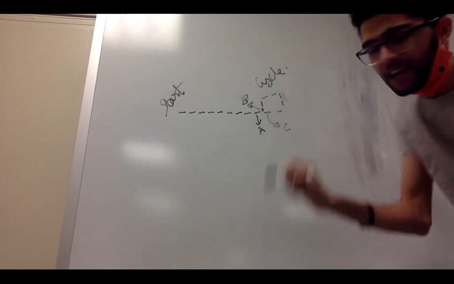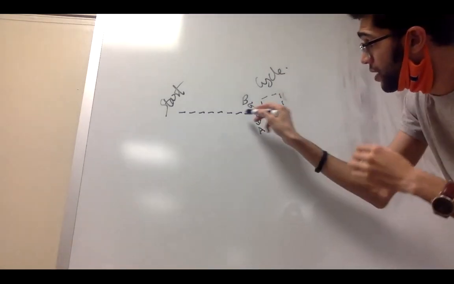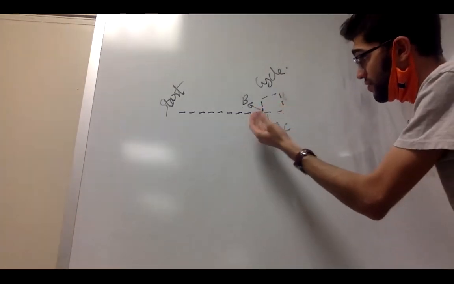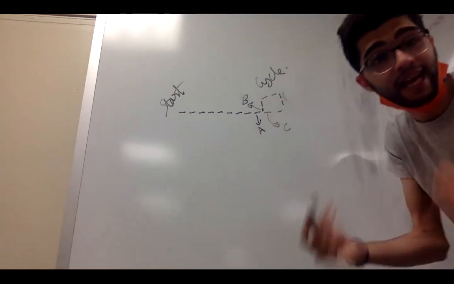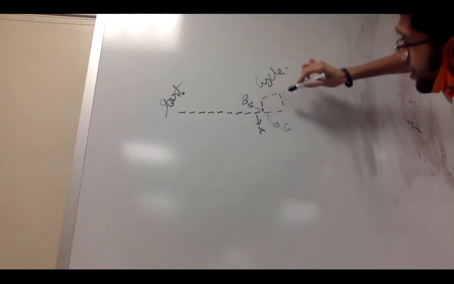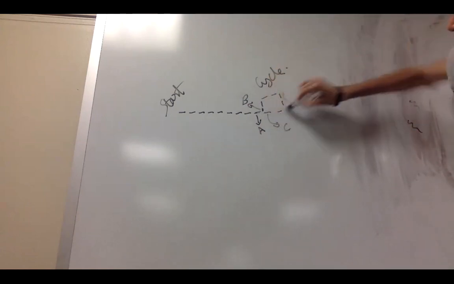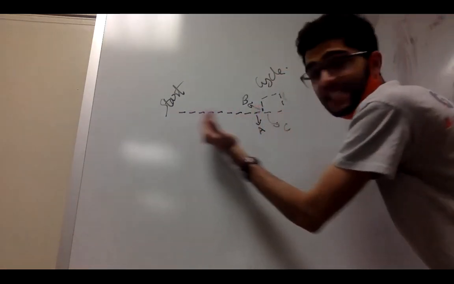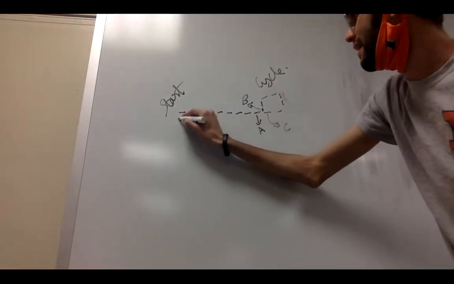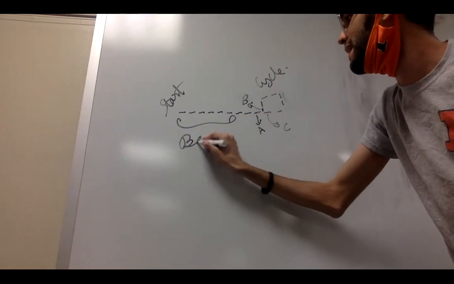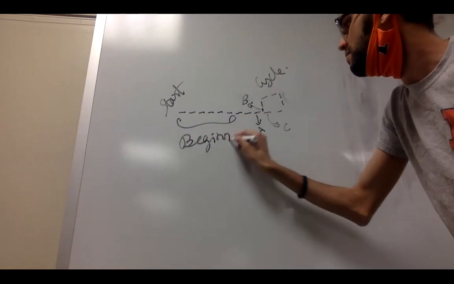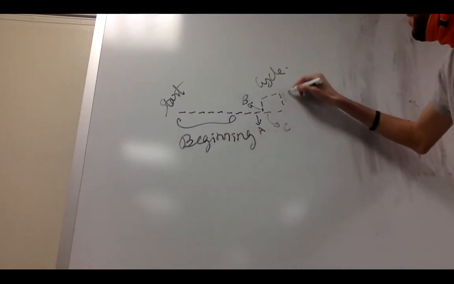And after that point of time, A will never come again because A only appeared once, and it was the first time and the last time that A appeared. After that point of time, we only have this cycle as part of our whole game. This initial chain, now let us call this entire chain as the beginning, okay? And this is our cycle.